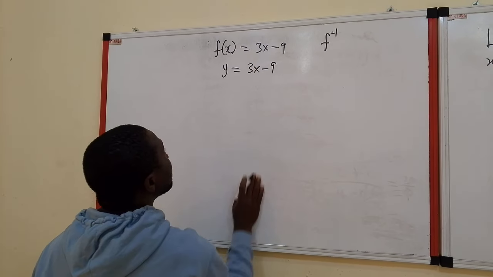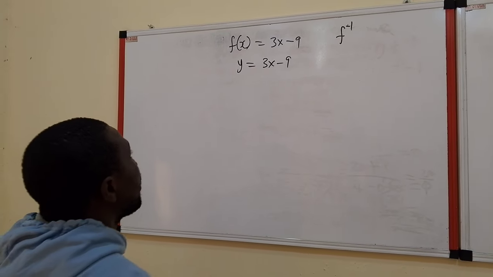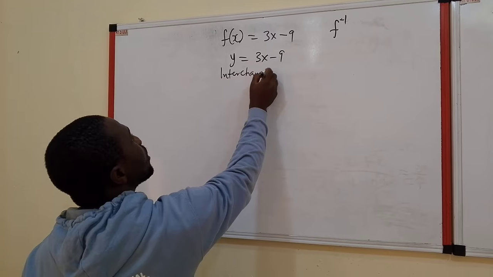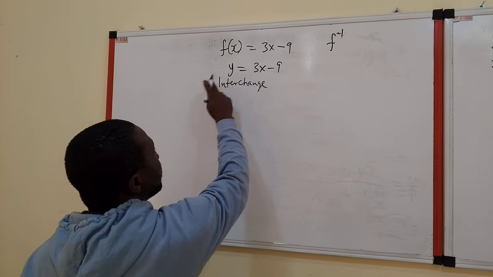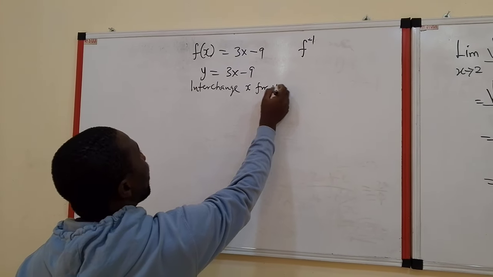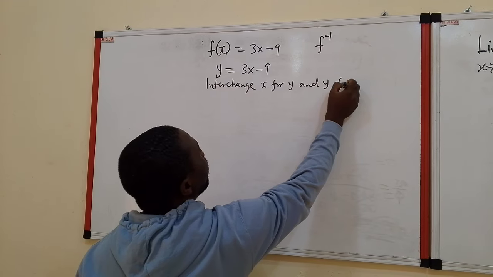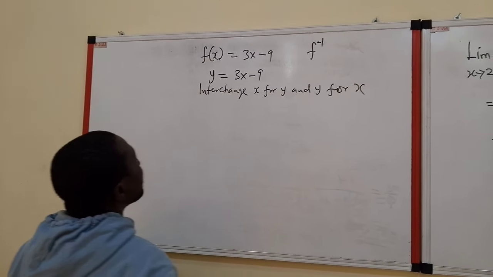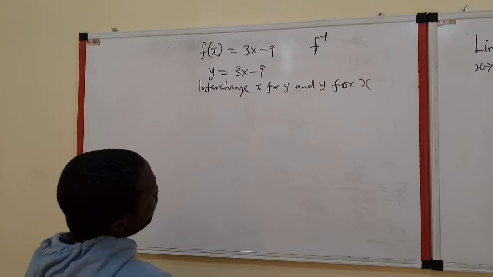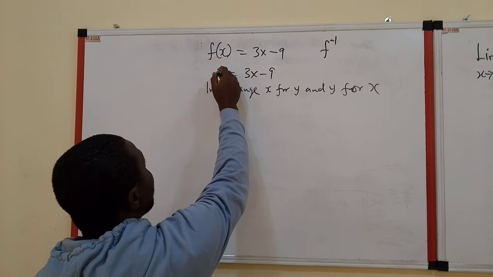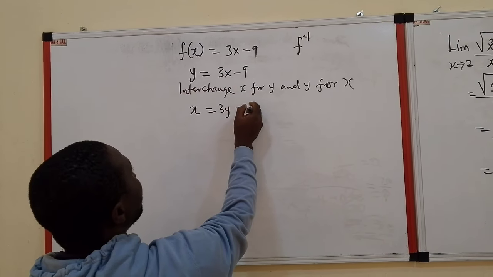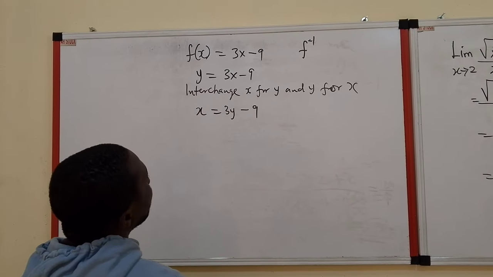Now this is what I will do. Let's interchange x with y. Interchange x for y and y for x. That is, anywhere you see y, replace it with x. Anywhere you see x, replace it with y. So I have y here, I'll replace it with x. I have x, I'll replace it with y. 3y minus 9.